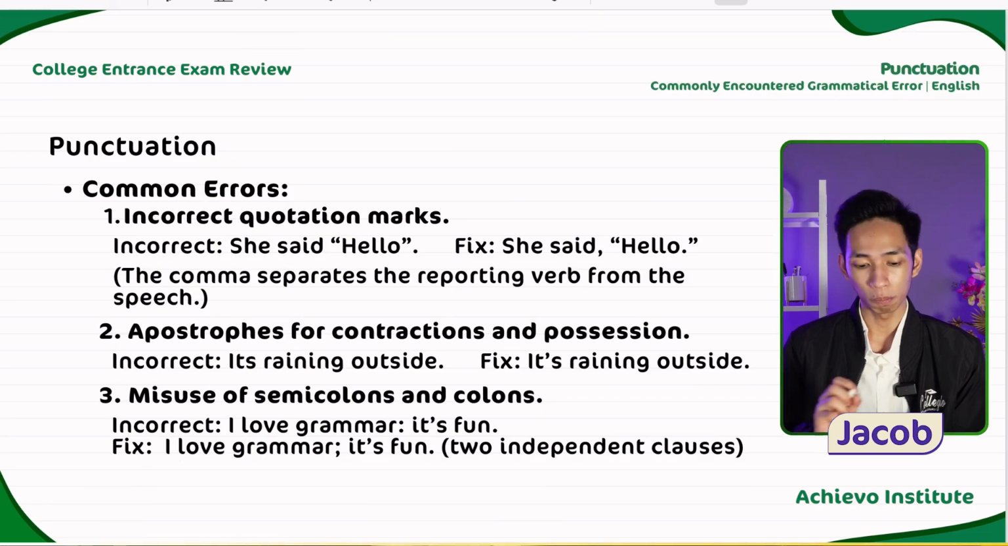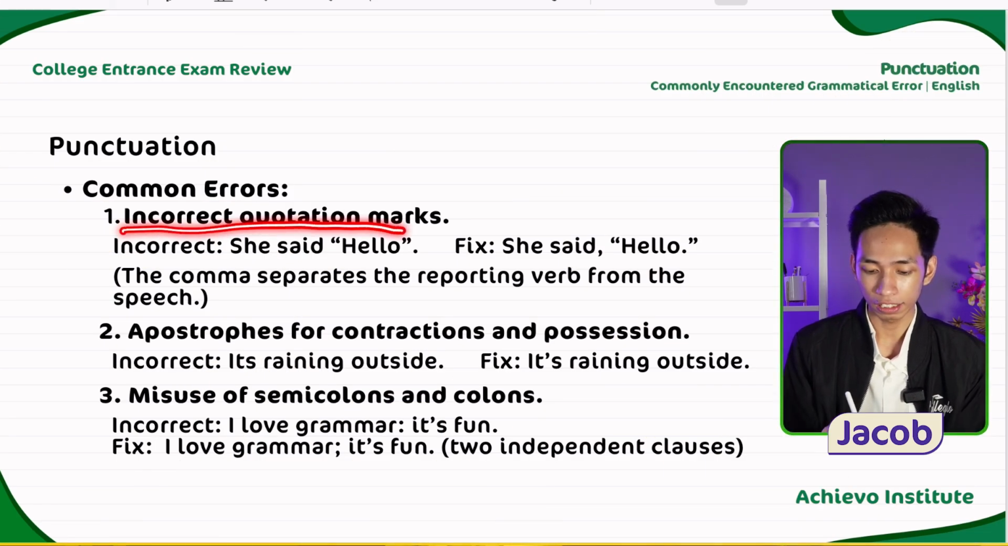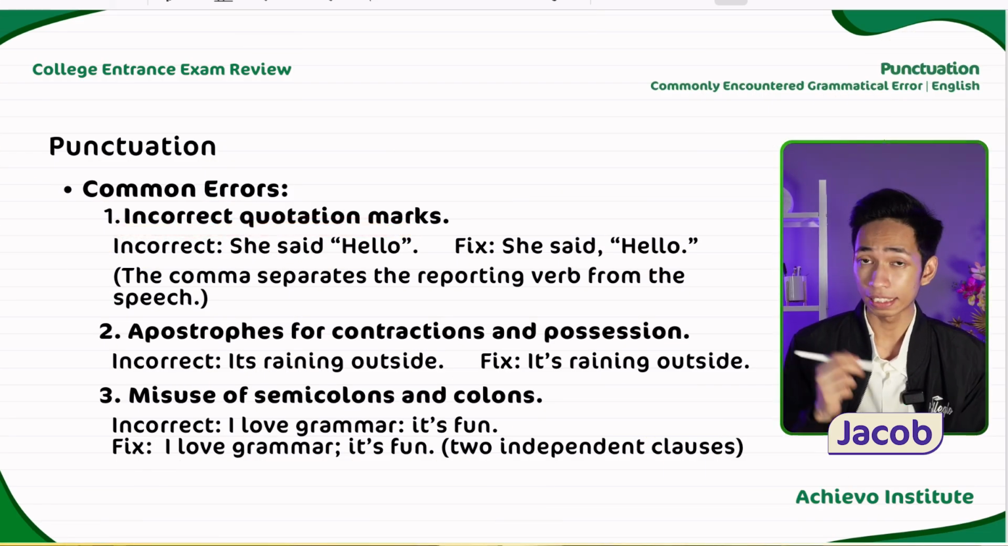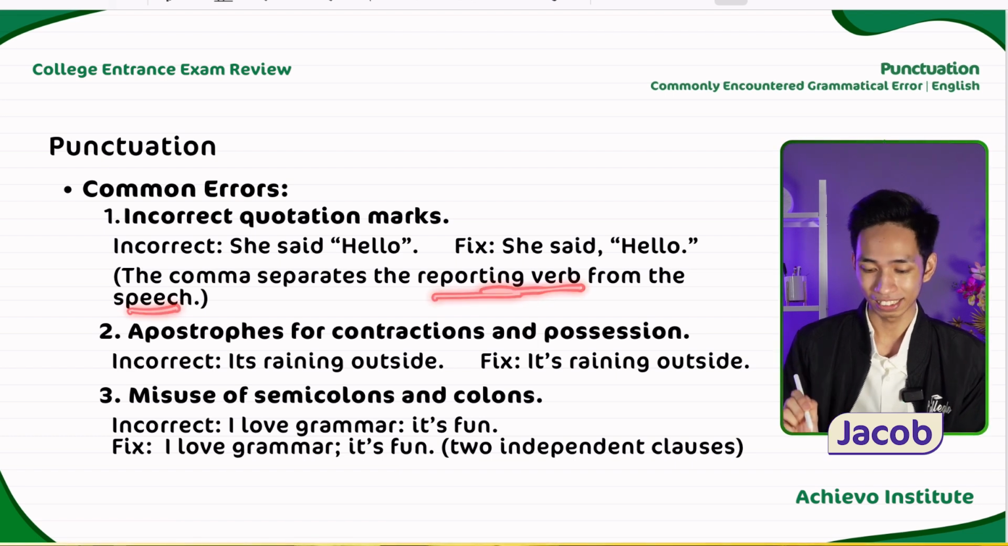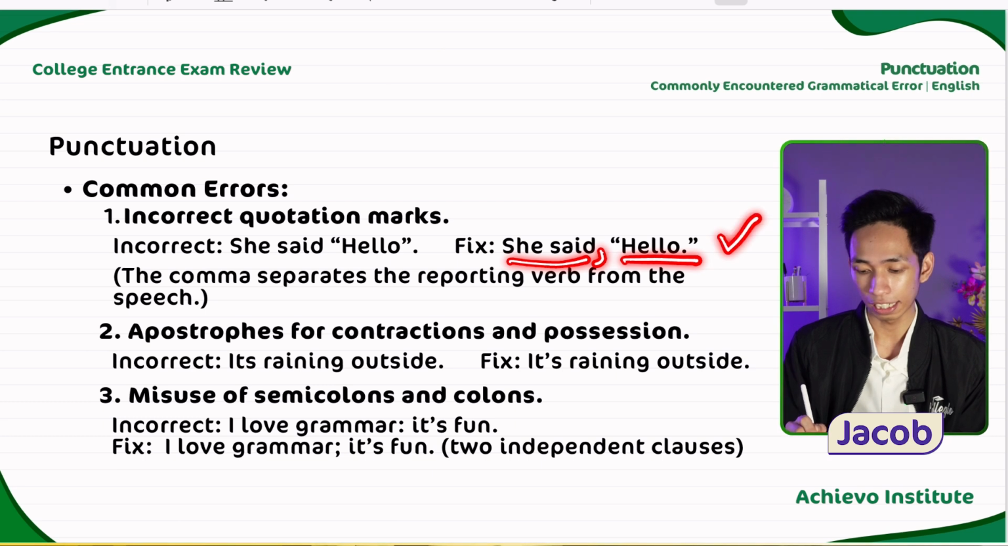Let's discuss more errors. First one, incorrect quotation marks. For example, this is an example incorrect sentence. She said hello. But we need to use a comma to separate the reporting verb from the speech. For example, she said, comma, hello. So this is the correct form.